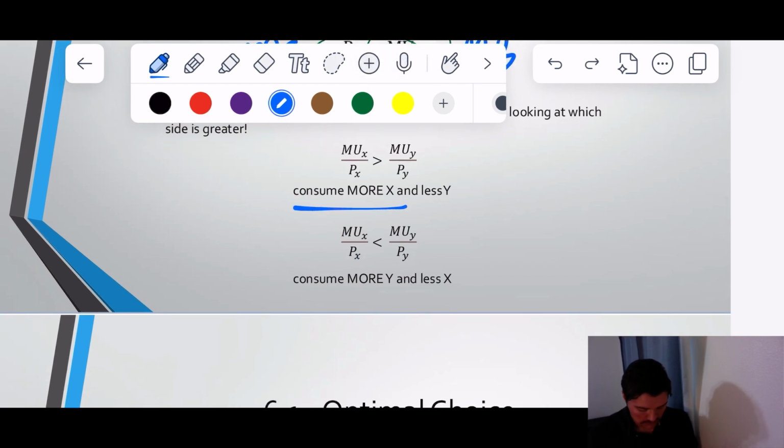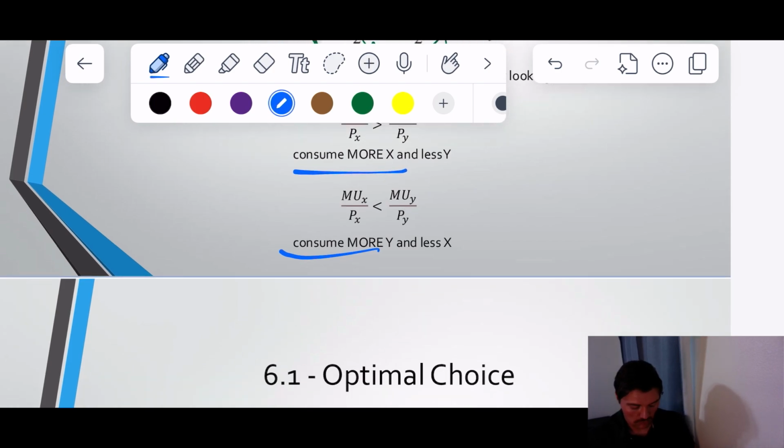So consume more of that. If it were the other way around, well, guess what? The Y side is making you happier, so you would consume more of good Y.